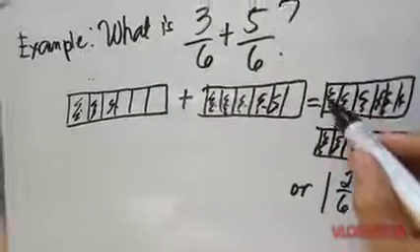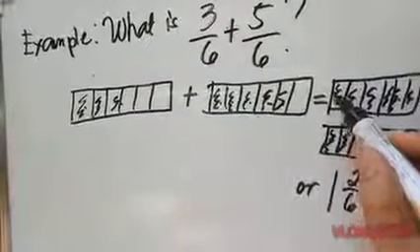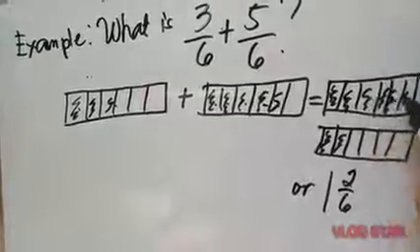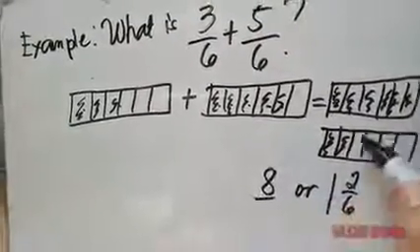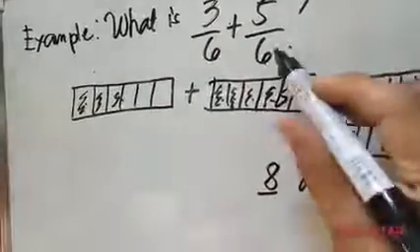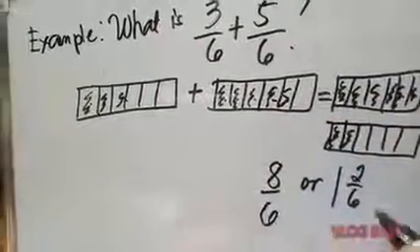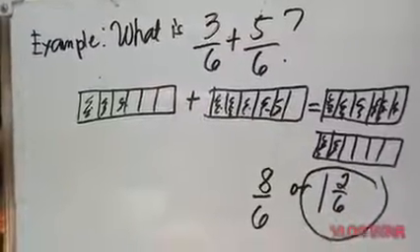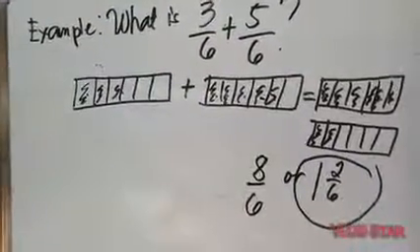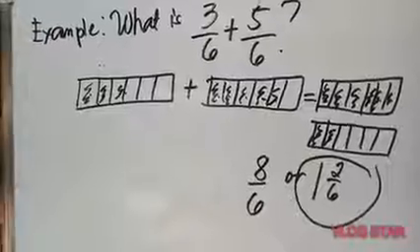Or if we count all the number of shaded parts, 1, 2, 3, 4, 5, 6, 7, 8, then the denominator is 6. So the answer, or the sum of 3/6 and 5/6, is 1 and 2/6.